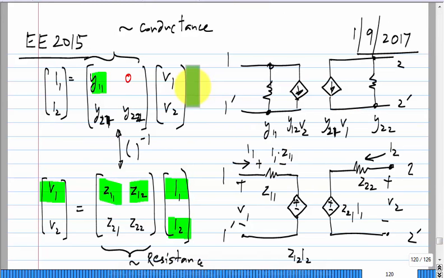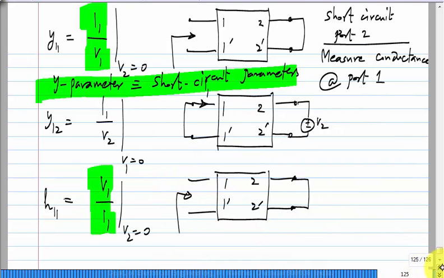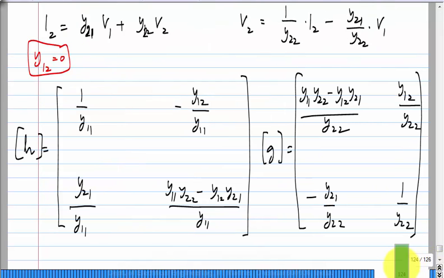Is that fine? If Y12 is 0, what can you say about the H parameters and the G parameters? Just look at the expressions. H12 is 0 and G12 is also 0, right? Yes or no? Y12 is right there in the numerator. If Y12 is 0, H12 will be 0 and G12 will be 0. What about Z12, the Z parameters?